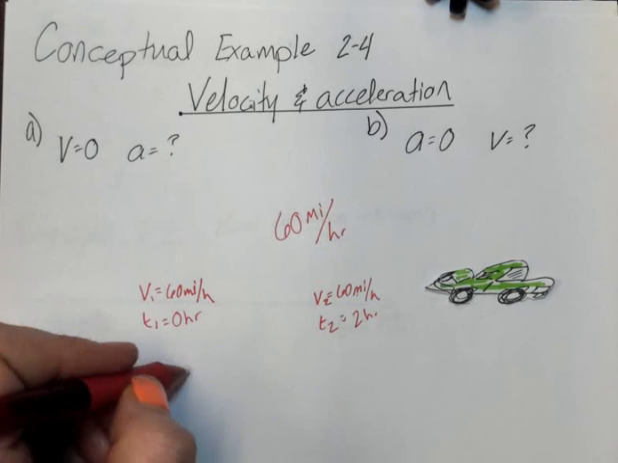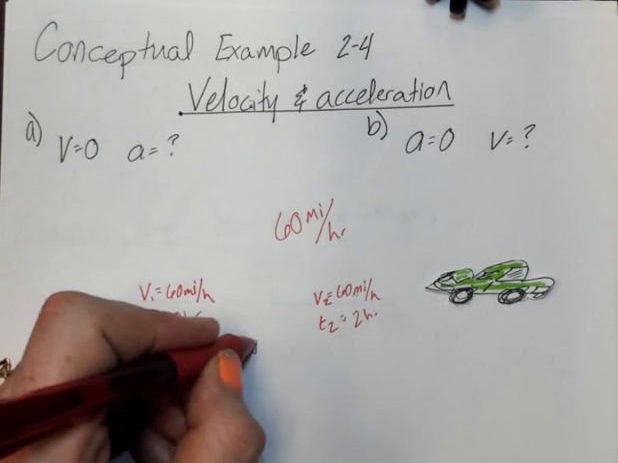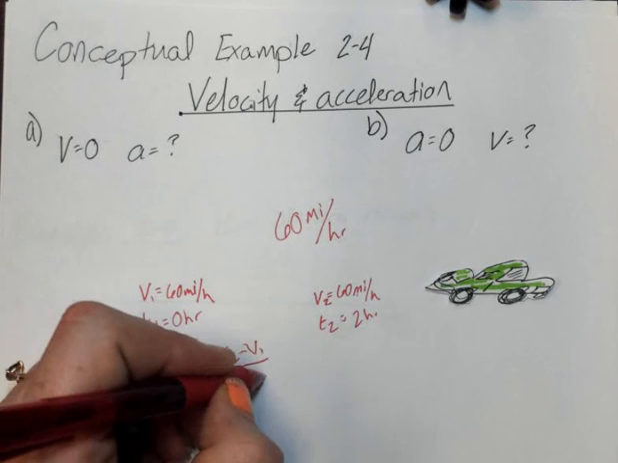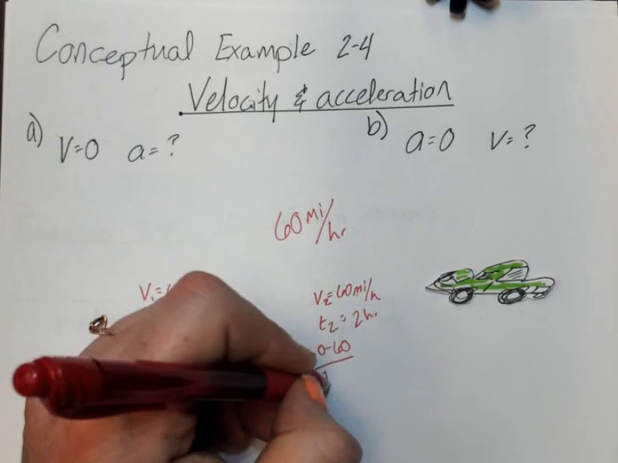If we're going to calculate acceleration, V2 minus V1 over 2 hours is going to be 60 minus 60 divided by 2.